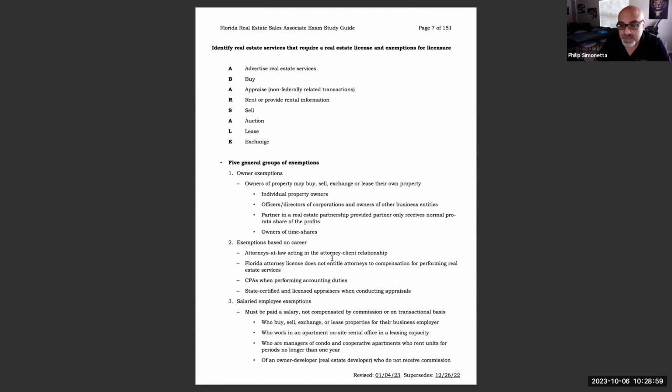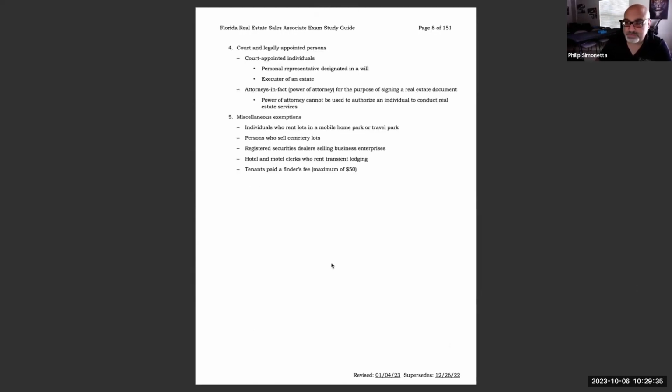Okay, and number 3, salaried employees exemption. So if these employees are paid a salary and do not receive commission or bonuses on a transactional basis, anyone who buys, sells, exchanges, or leases property for their business employer, who works in an apartment on-site rental office in a leasing capacity, who are managers of a condo or cooperative apartment units, who rent units for periods no longer than a year, or if they work for an owner-developer, which is a real estate developer, and do not receive commission. Those salaried employees are exempt.